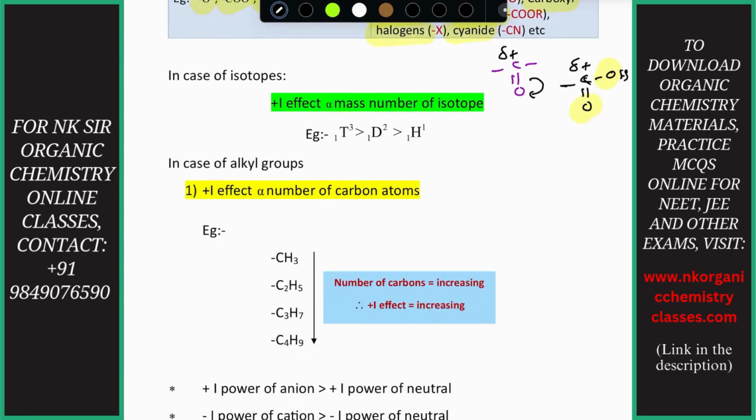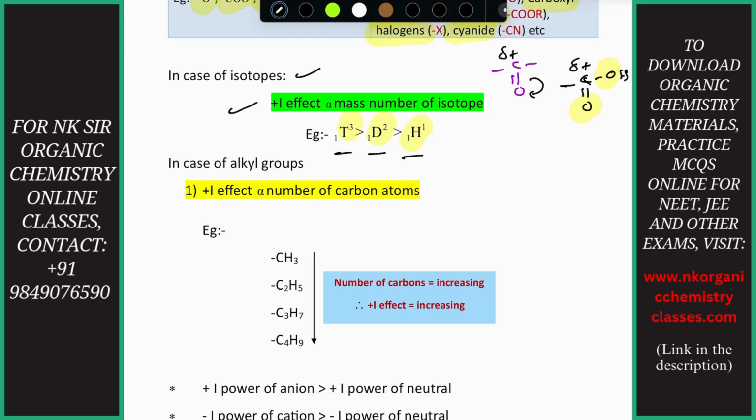Now, in case of isotopes, guys, I think you know what isotope means. The same atomic number should be there and the mass number should be different. So in case of isotopes, plus I effect depends on the mass number of the isotope. Now, for example, you see clearly here, tritium mass number is 3, deuterium mass number is 2, hydrogen mass number is 1. So which is having more plus I effect? Yes, it is tritium, then deuterium, then protium.